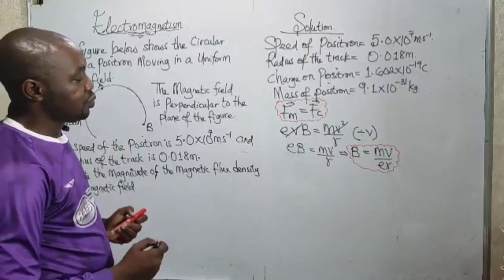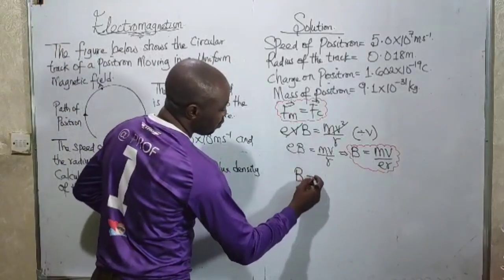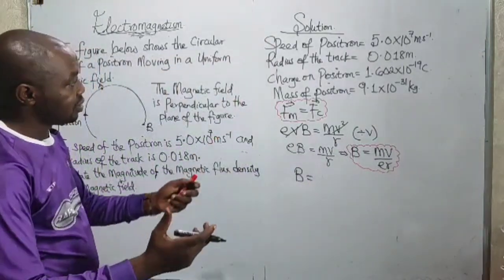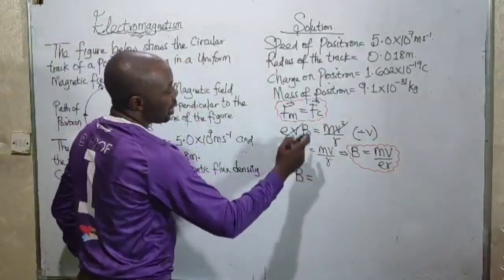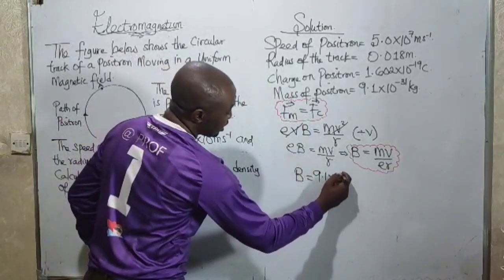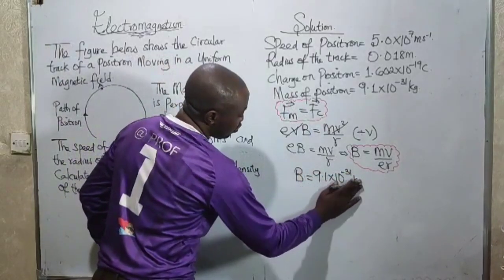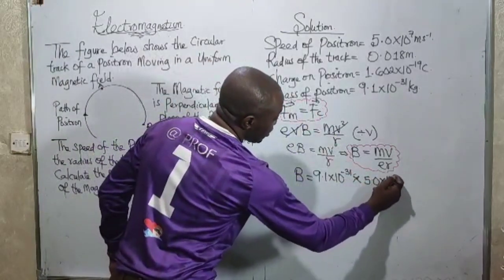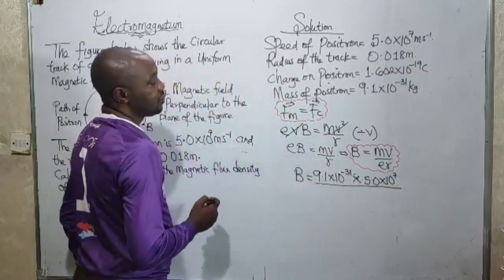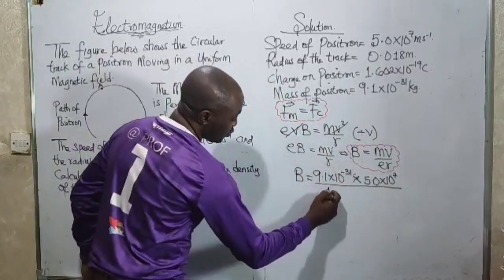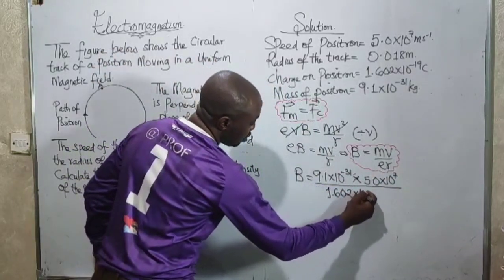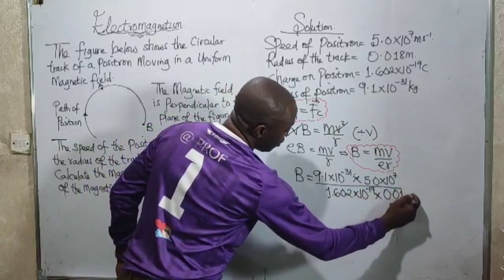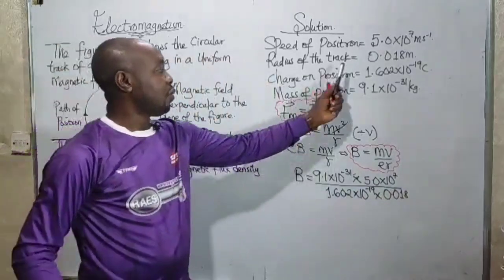To calculate B, we plug the respective values into this equation. We have the mass of positron, 9.1 times 10 raised to the power of minus 31, multiplied by the speed of positron, 5.0 times 10 raised to the power of 7. We divide that by the charge on positron, 1.602 multiplied by 10 raised to the power of minus 19, then multiplied by 0.018, which is the radius of the track.